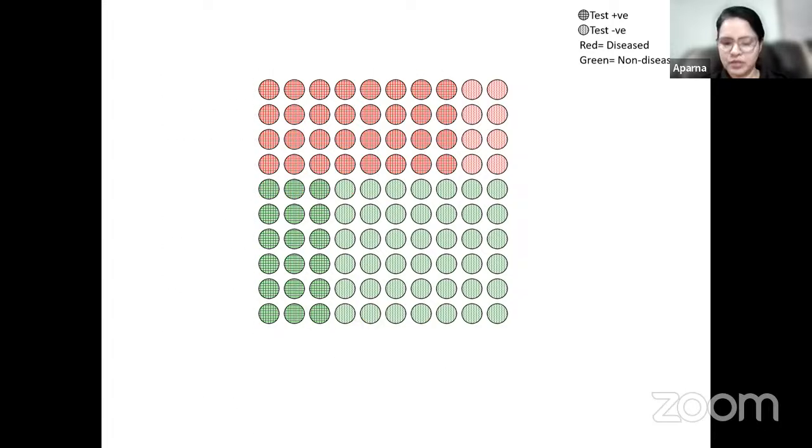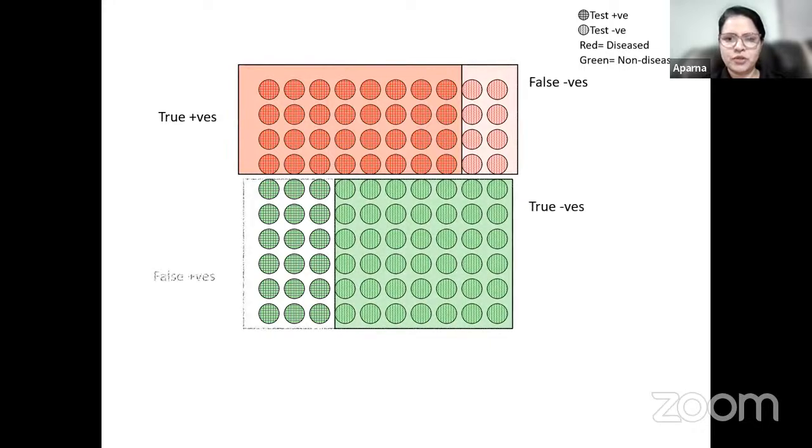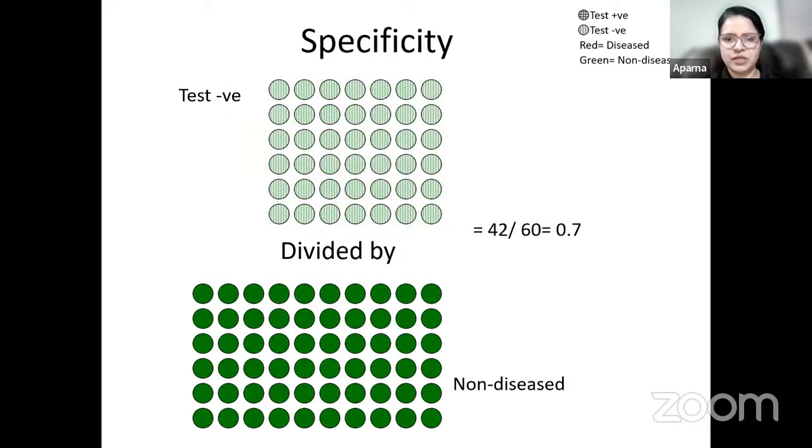So this is the same kind of box that we saw earlier: true positives, false negatives, true negatives, and false positives. Now, what is specificity? Among all the non-diseased individuals, that is non-infected babies, those who truly tested negative with the new test represent the specificity. In this example, there were 60 babies that were non-septic. So this represents the denominator for specificity.